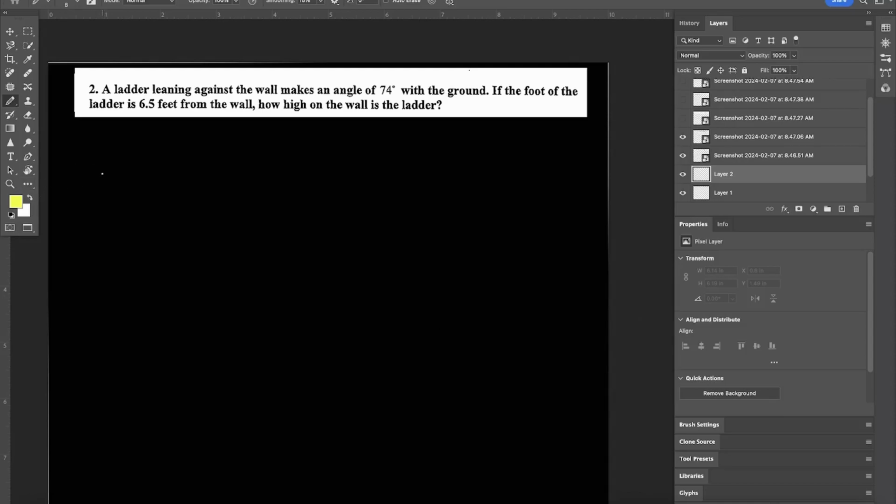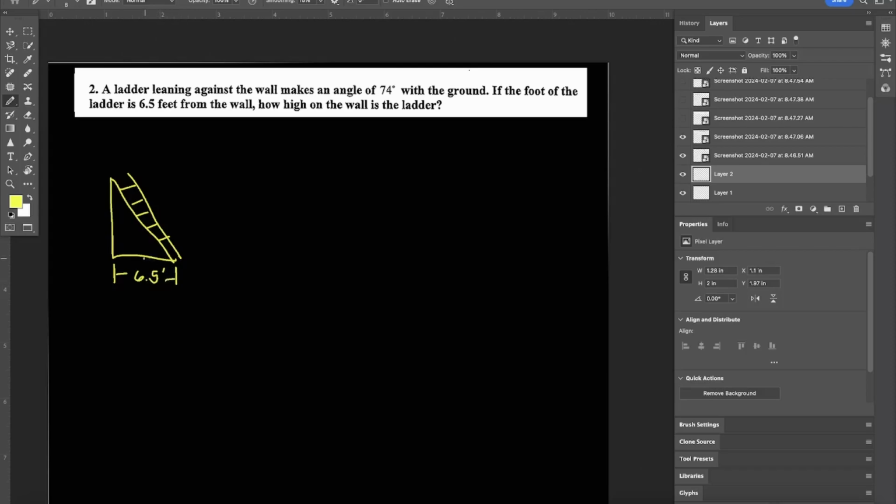So first thing that we want to do is we create our diagram. So we have here a wall and our ladder on the side. And the distance of our ladder from the wall is about 6.5 feet.